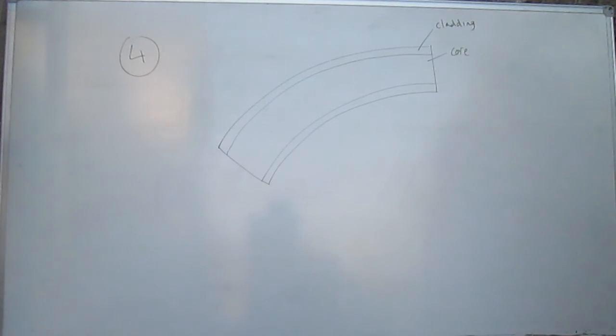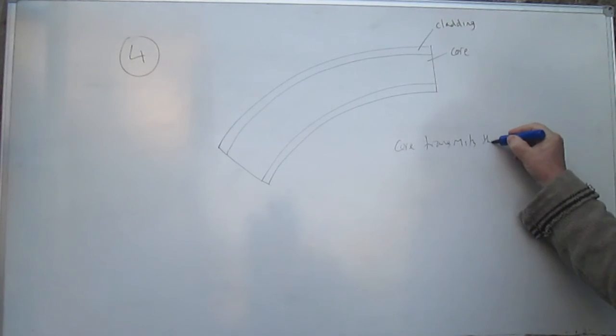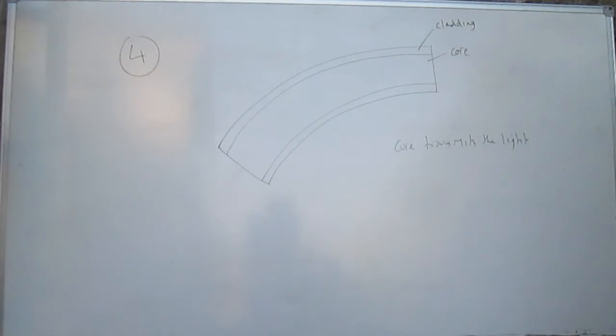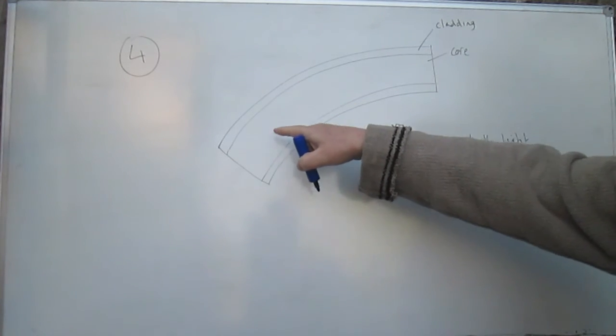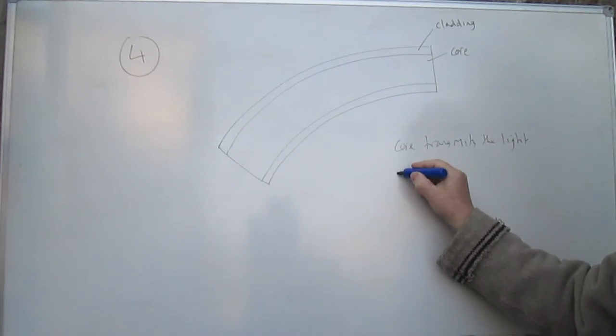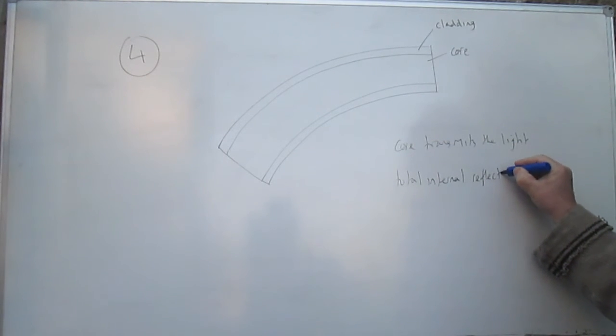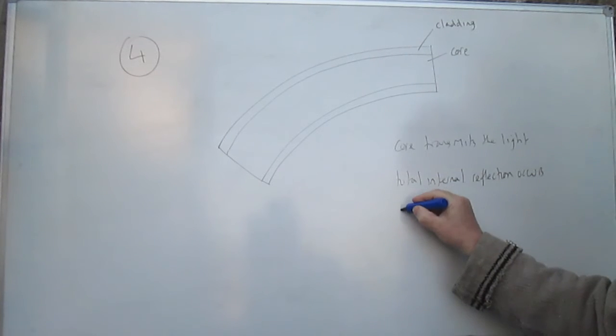Step index just means that the material in the cladding has a uniform refractive index. You can get more complicated types of fibres where that's not true, but that's what a step index thing means. So then you've got to explain the functions of the core and the cladding. The core transmits the light, and the way that you make sure that it travels through the core and doesn't escape into the outside is that you get total internal reflection. So that's the key phrase that needs to be in there. Total internal reflection occurs at the boundary with the cladding.